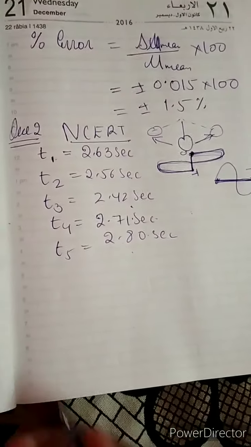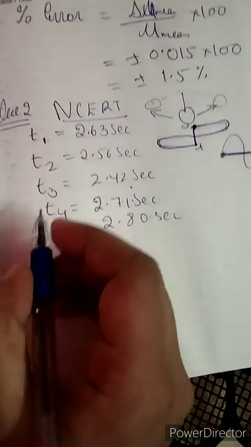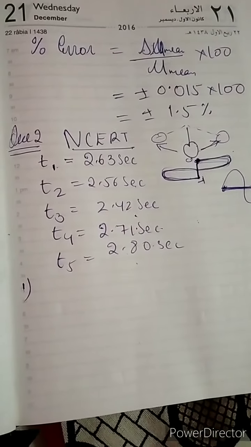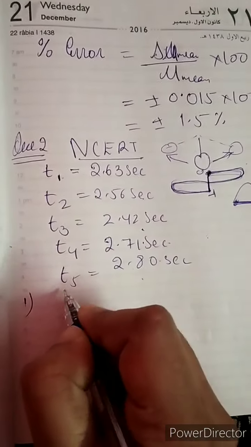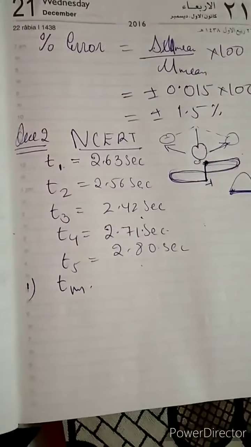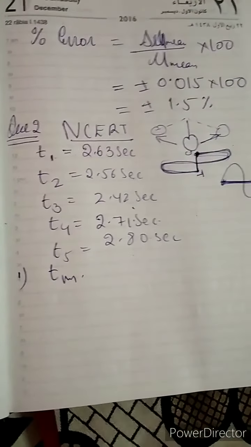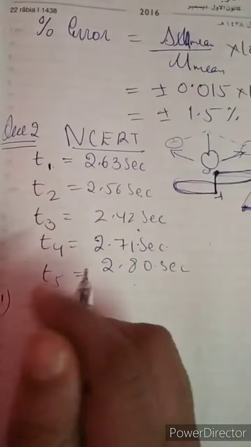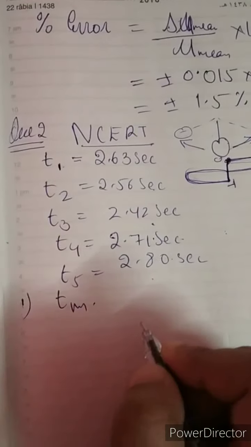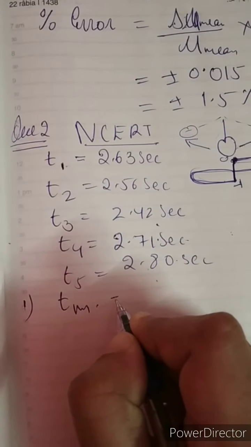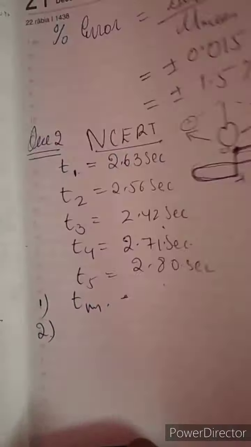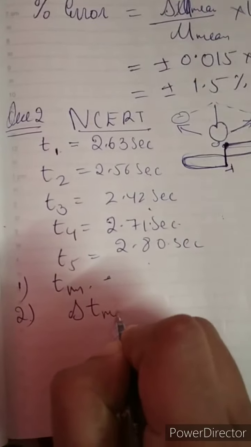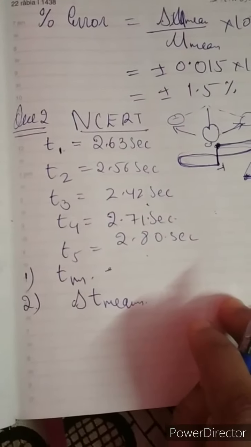So how do we calculate? First, what was our procedure? I will tell you in a very fast way. What did we used to do first? We used to find the mean time period, that is T mean. The first step is to find the mean of the time period. Second, we find delta of T mean, which means the mean of the absolute error.